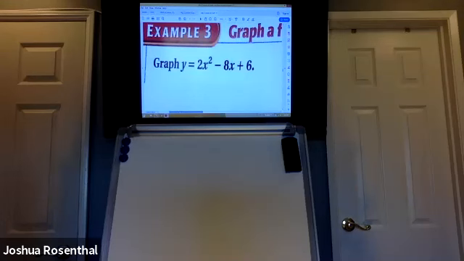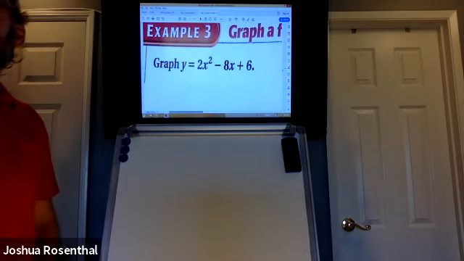Perfect. Hey, you can always graph with a T-table, all right? But don't just graph with a T-table. Use what you learned about the vertex and things like that and where the y-intercept is. Anytime you can gather points without having to do a T-table, start with those points. And then only use the T-table to get the extra points that you need to finish the graph.